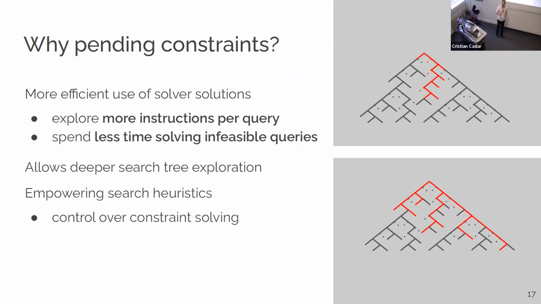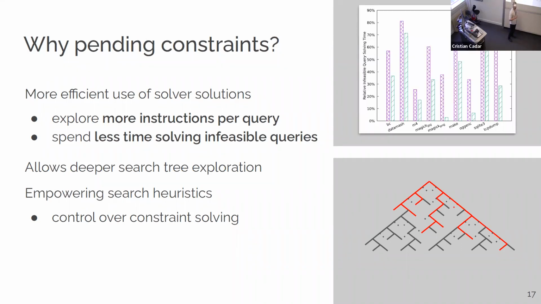So why pending constraints? We make much more efficient use of the solver solutions. So we execute more instructions per query. We spend less time solving infeasible queries. And if you don't believe me, we have a figure in the paper. We measured it actually. And you can see that the greenish ones, the pending implementation, solve fewer infeasible queries than upstream KLEE. And there's one exception here, SQLite, but actually we are better in that case as well because the absolute solver time is much lower. So we don't waste that much time.